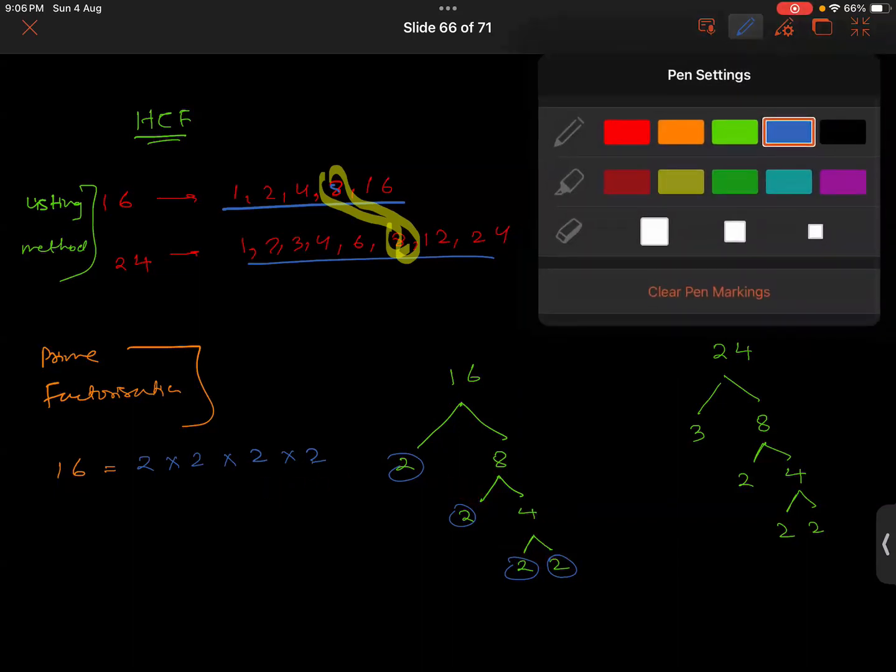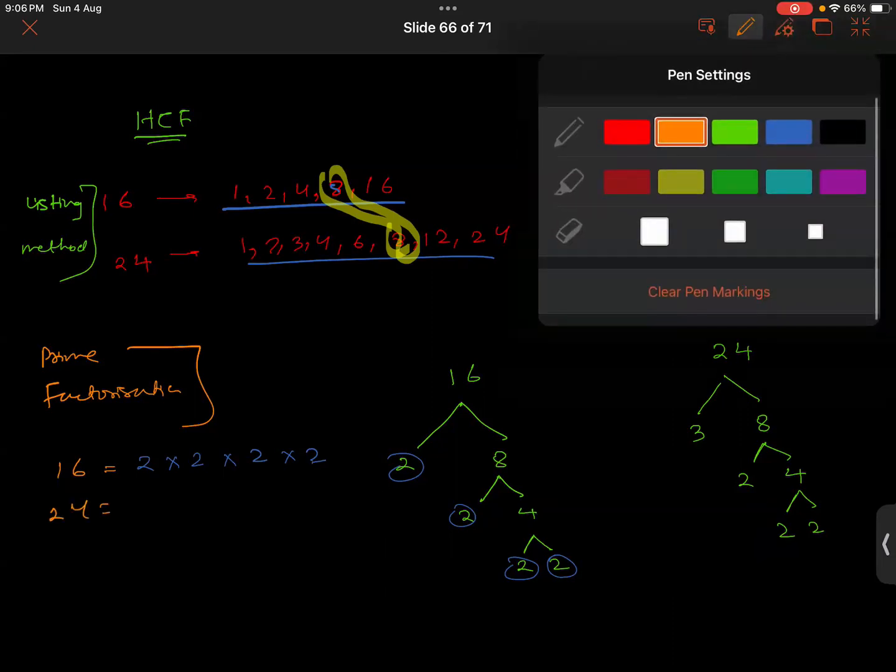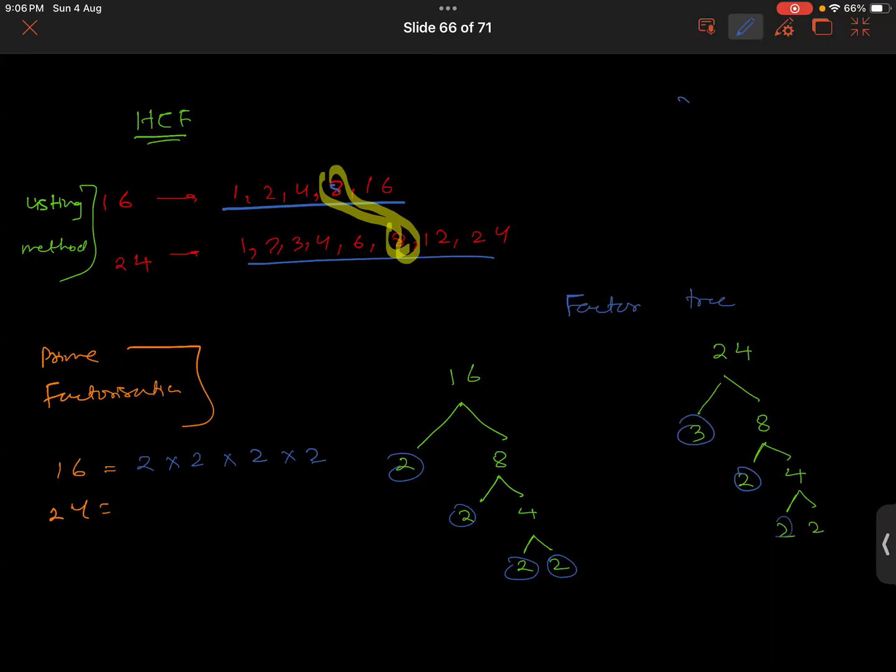Just 1 minute. And what about the 24? Then you would have to take these numbers, this 3, this 2, this 2, and this 2. So that will be 2 times 2 times 2 times 3. Right? So far, okay?